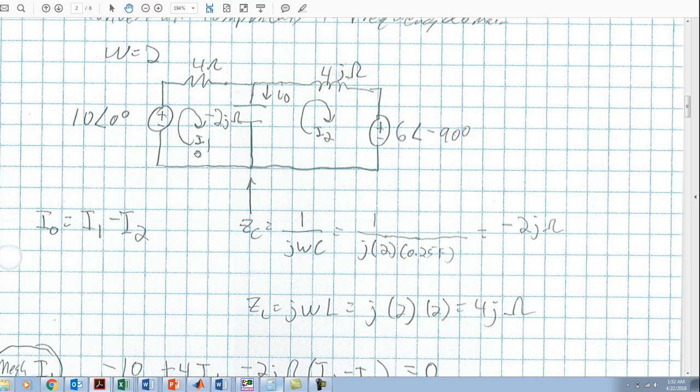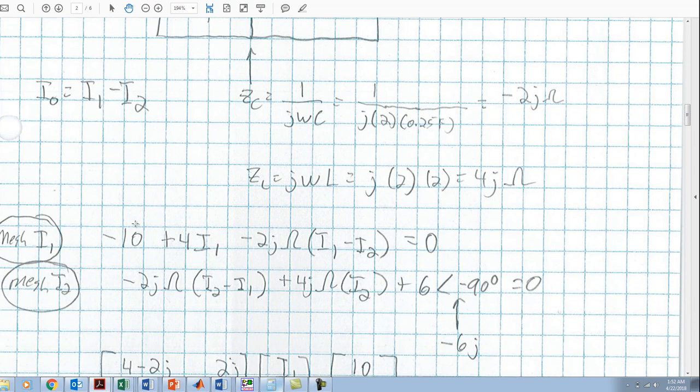So going around this mesh, we're going to have minus 10 phasor 0 plus 4 ohms times I1 plus negative 2j ohms times I1 minus I2. And that, of course, is going to equal 0. And so that's what we have right here. This is our I1 mesh equation.